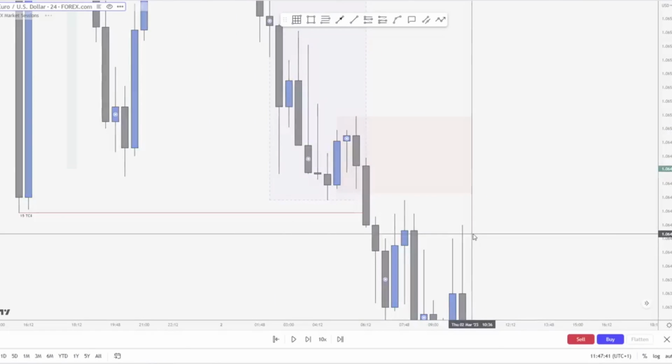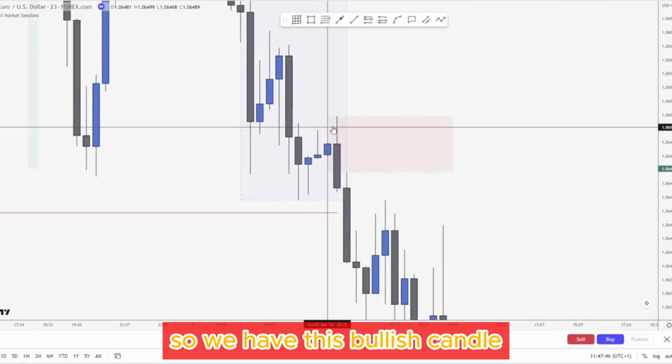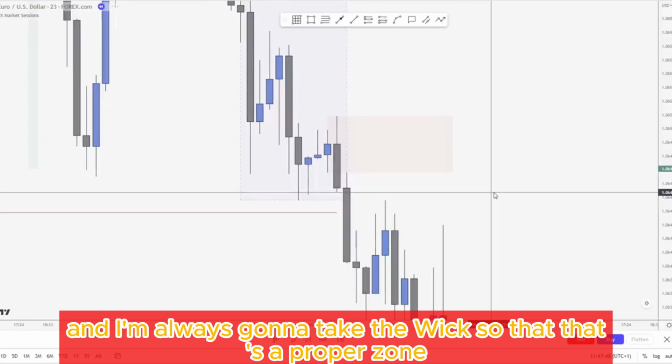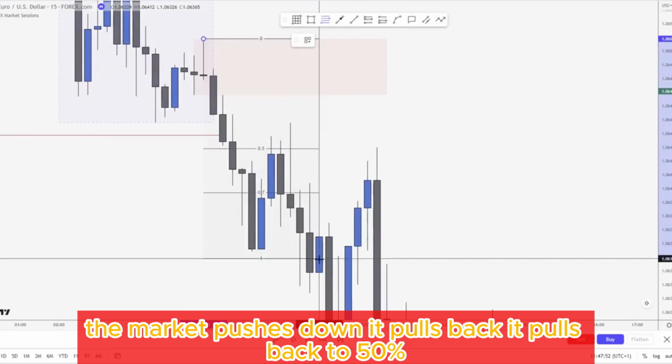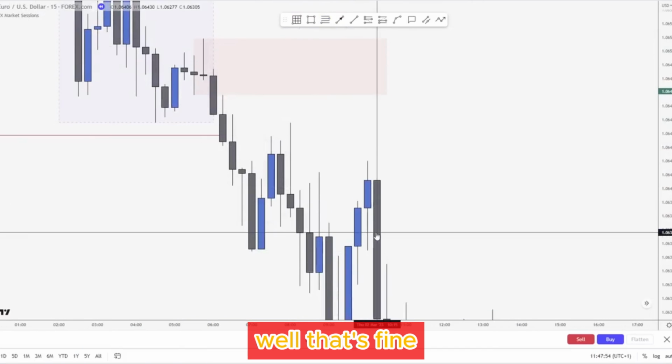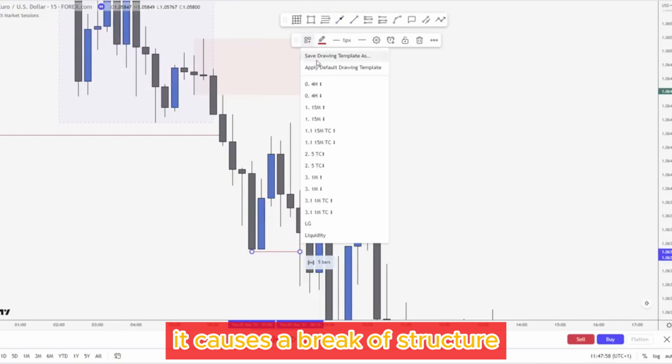So 24, 23, right? So there is a good long. So we have this bullish candle, and I'm always going to take the wick. So that's a proper zone. The market pushes down, it pulls back to 50%, but it doesn't tap our zone. Well, that's fine. No trade. What does it go on and do later? It causes a break of structure.